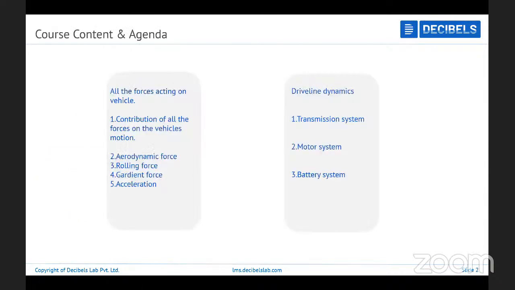If we talk about the agenda, we'll be discussing the vehicle side, what parameters will be affecting the vehicle. If the vehicle wants to move, there will be some resistance, so we'll get to know what those resistances are. Those all come on the vehicle side. Then, based on the requirements on the vehicle side, what should be the motor size and the battery size? That we can do. We can say those are component sizing.